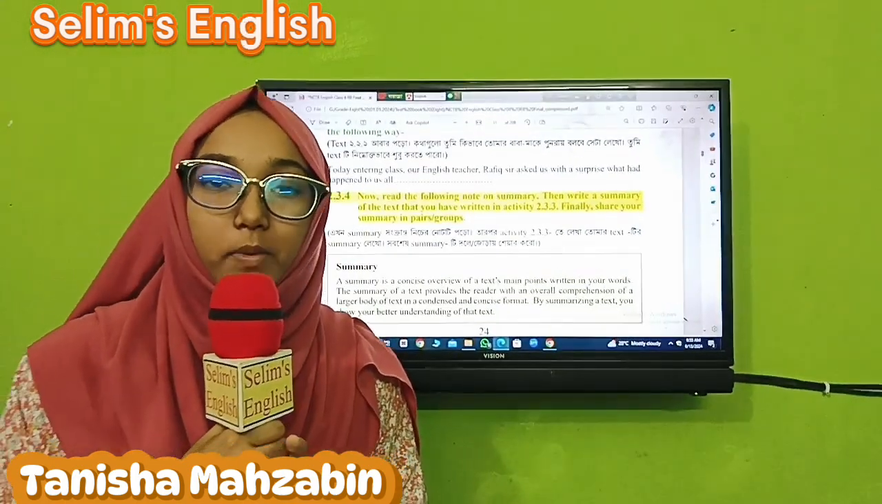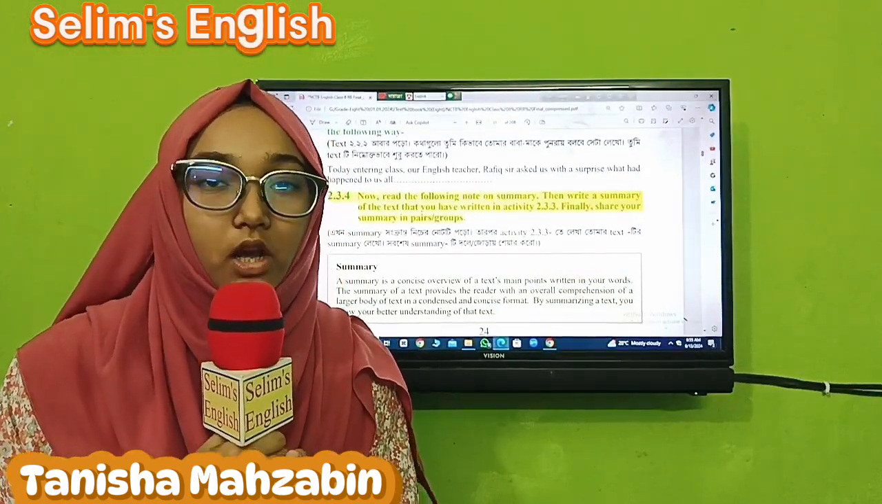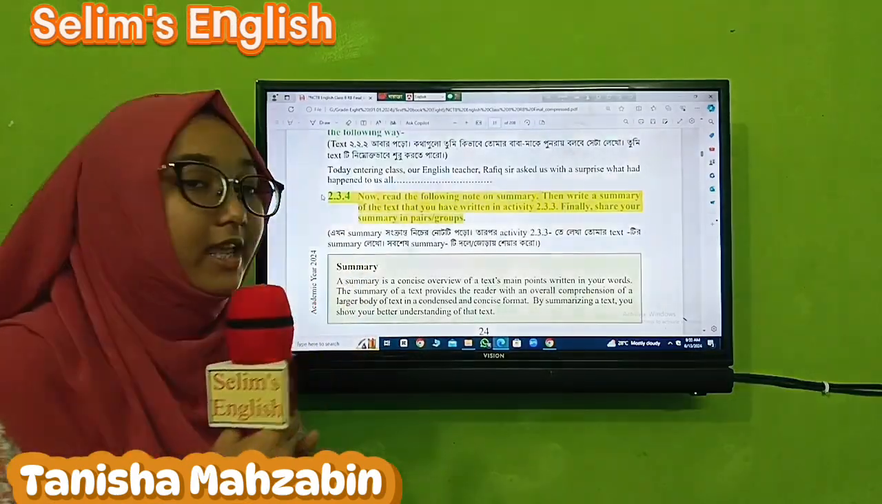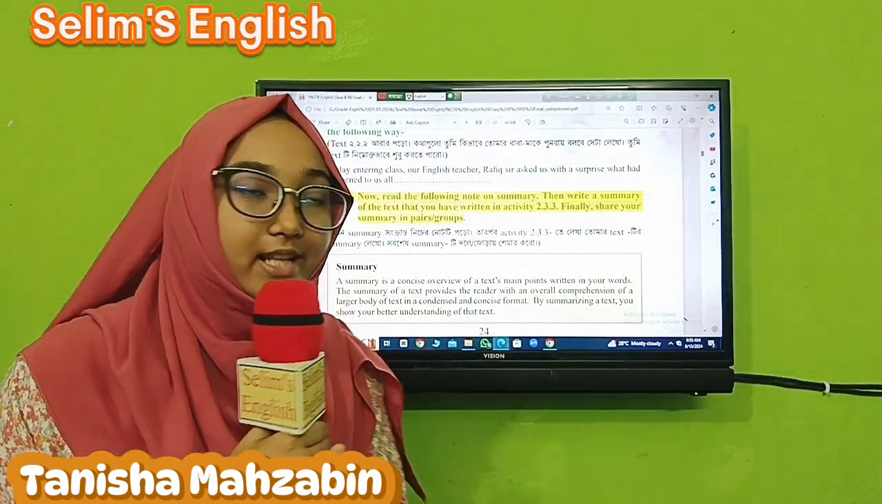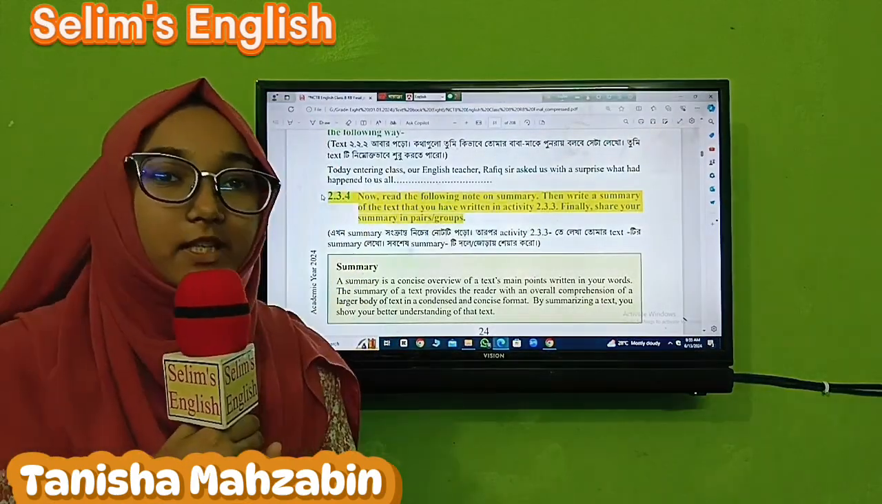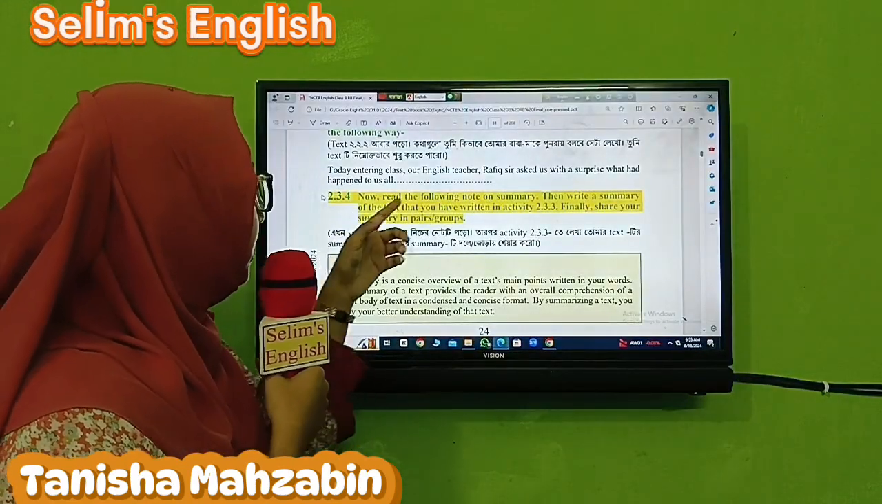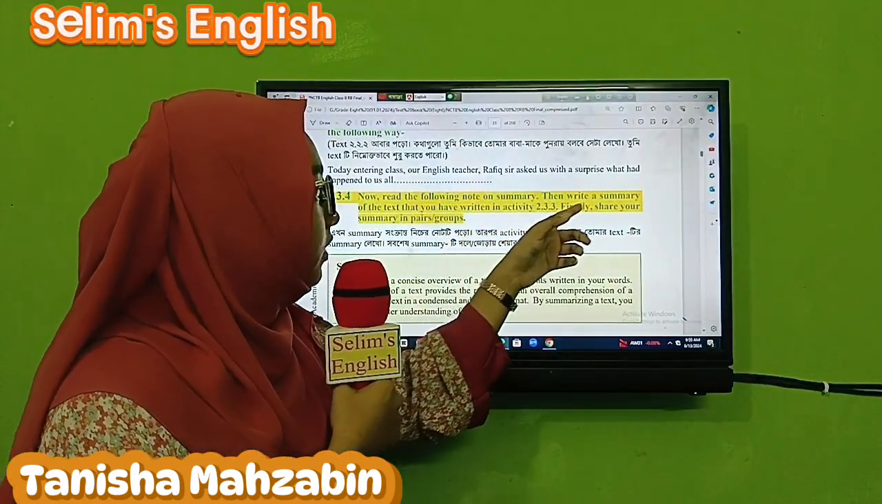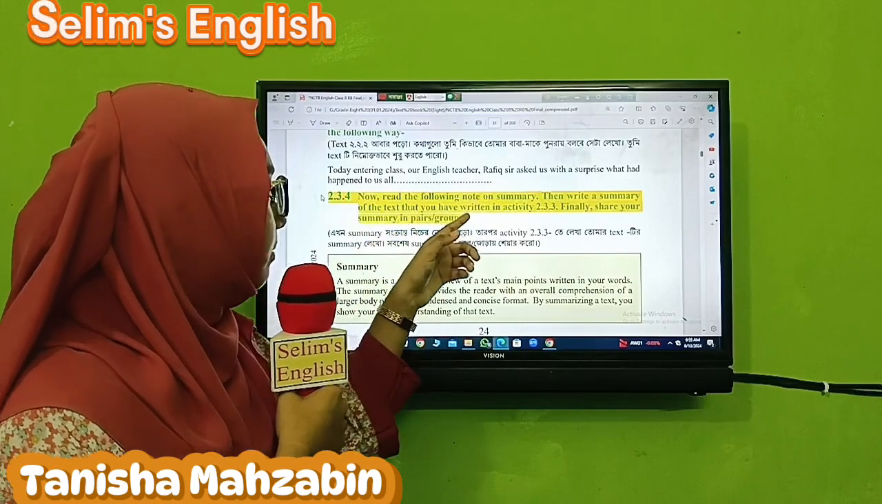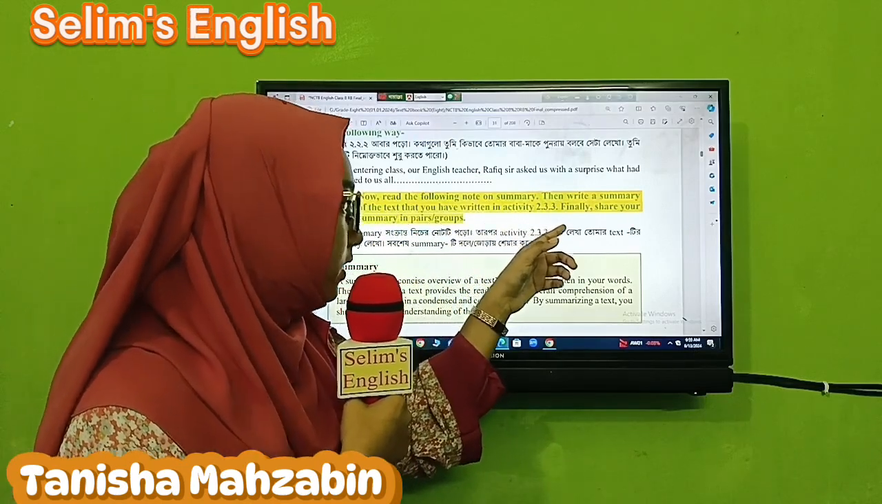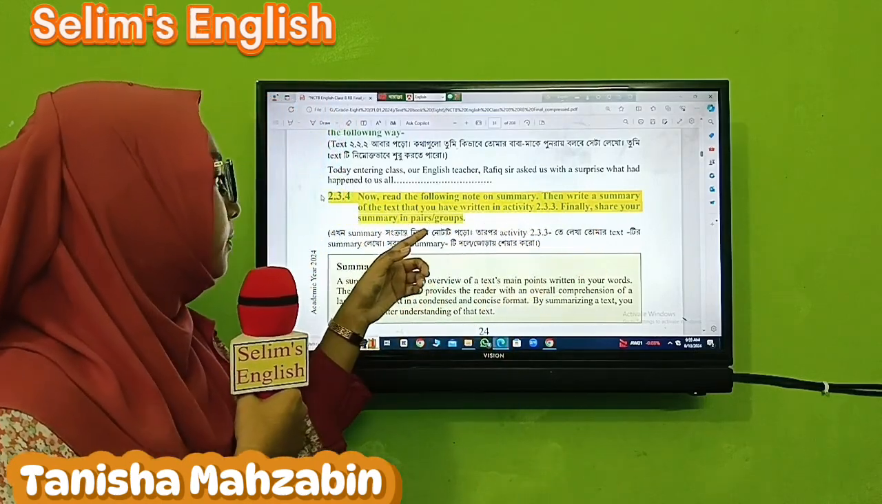I hope you know the abbreviation of ELC. ELC means experiential learning cycle. Here 4 is the activity number. Okay, so now read the following note on summary, then write a summary of the text that you have written in activity 2.3.3. Finally, share your summary in pairs or groups.